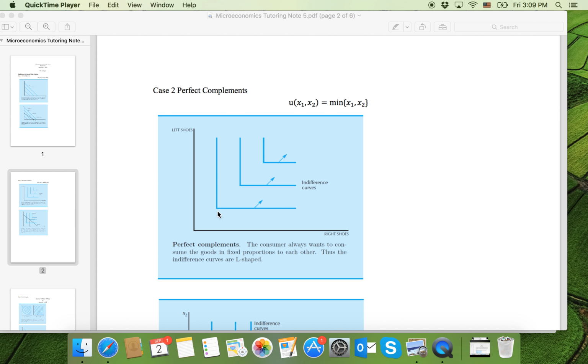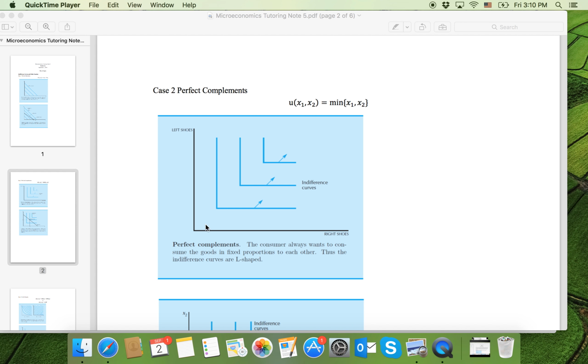Let's say this point is one left shoe and one right shoe. Then this point is two left shoes, one right shoe. This indifference curve is saying that the utility you derive from having two left shoes and one right shoe is exactly the same as one left shoe and one right shoe, because that extra unit of left shoe just doesn't give you any utility. It does not pair with any other right shoe.